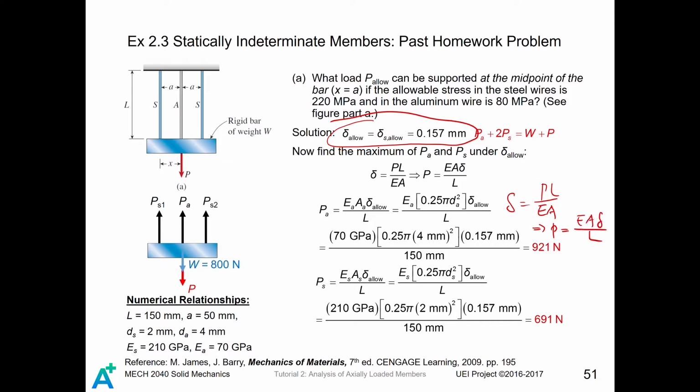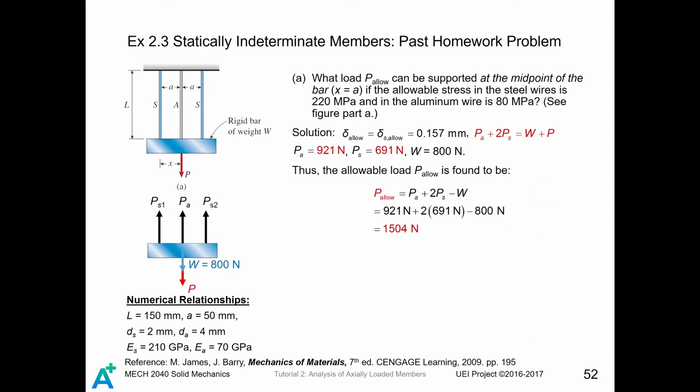The allowable load for aluminum equals 70 gigapascals times its cross-sectional area. Recall that those wires are circular in cross-section, times its allowable deformation divided by its original length. Then the allowable load will become 921 newtons. Similarly, we substitute the values into this formula. We know that the Young's modulus of steel is 210 gigapascals, and the cross-sectional area for the steel wires is that small. Finally, we do a lot of calculations to get the allowable load in the steel wire as 691 newtons.